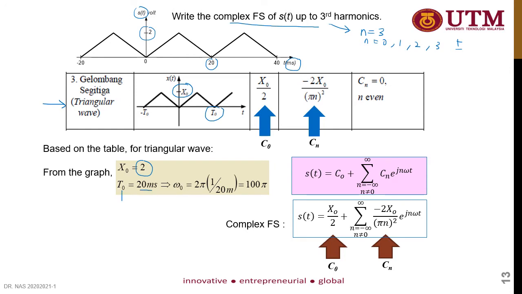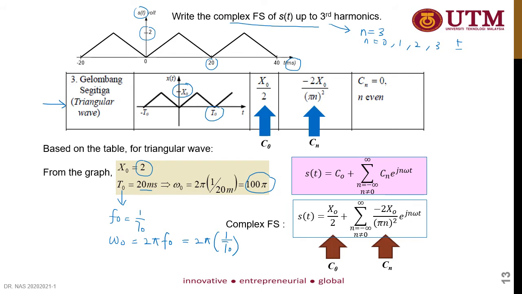So from t0, you can calculate your f0 equal to 1 over t0. So from here, you can get your omega naught equal to 2 pi f0, which is equal to 2 pi times 1 over t0. So in this case, your omega naught equal to 100 pi.